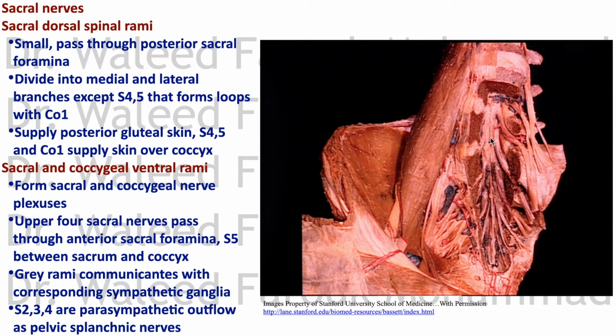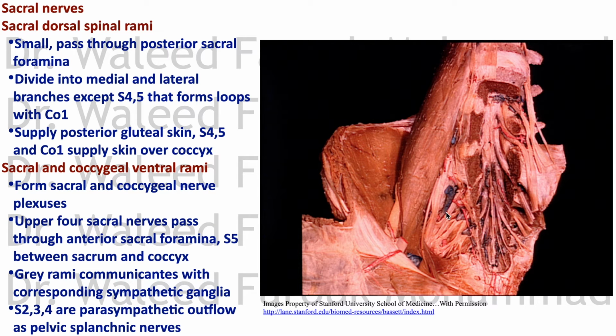Remember, the spinal cord ended at the level between L1 and L2. And see how the sacral nerves go out of the sacral foramina. In this case, we are looking at the anterior sacral foramina, because now we will be discussing the sacral ventral rami. The sacral and coccygeal ventral rami form the sacral and coccygeal nerve plexuses, and the upper four sacral nerves pass through the anterior sacral foramina, while the S5 passes between the sacrum and the coccyx.